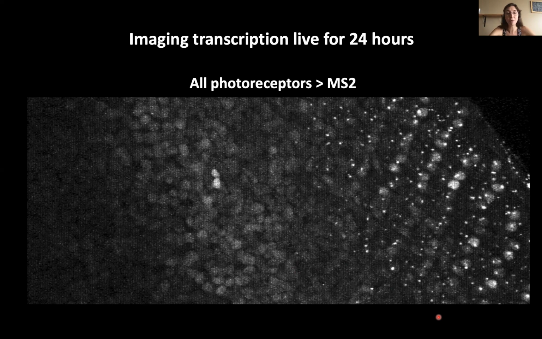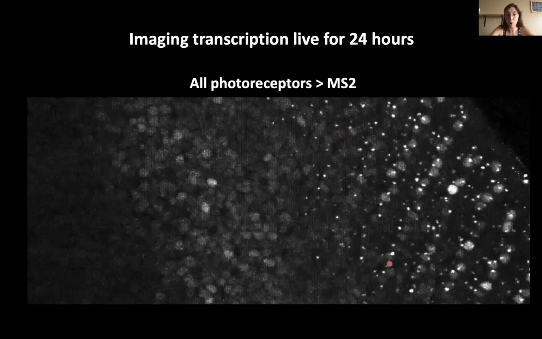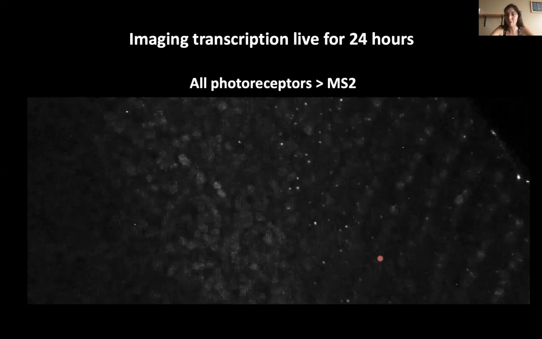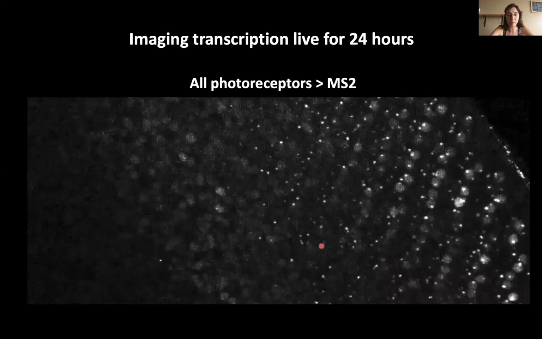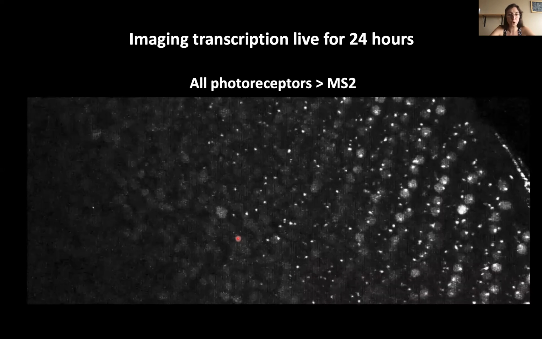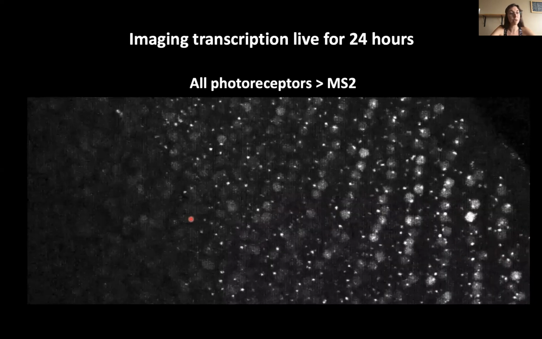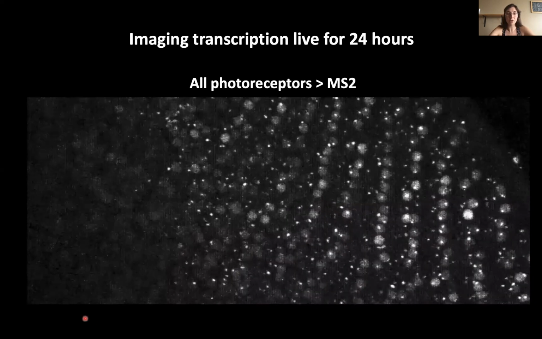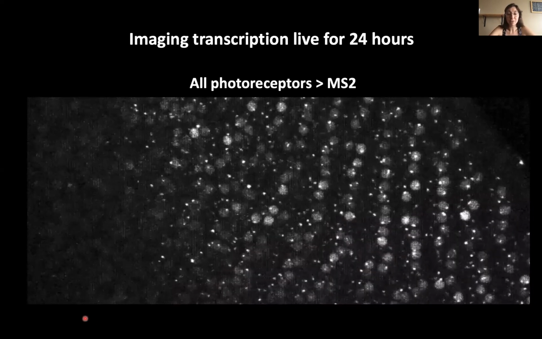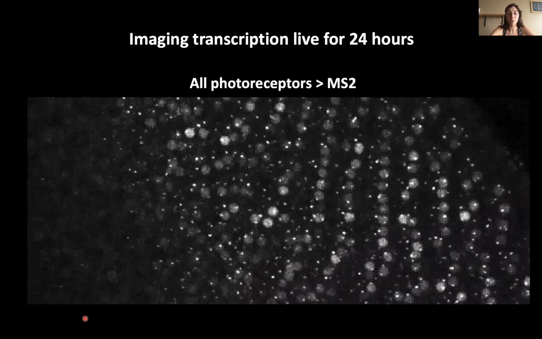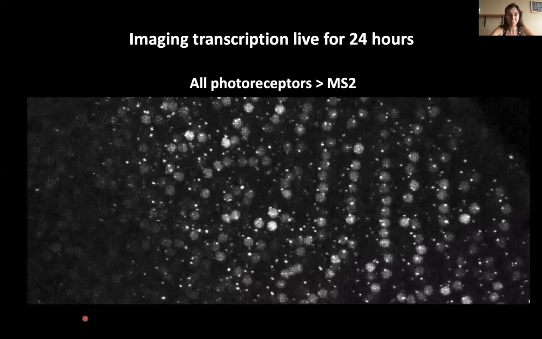I've optimized this system using an MS2 driver that is expressed in all terminally differentiated photoreceptor cells. At this point in development, you see these cells in this posterior region are expressing the driver and are terminally differentiated. We see the wave of differentiation move in this anterior direction, and as these cells take on their terminal fate, they begin to turn this marker on. We were able to successfully culture this eye for 24 hours and image this system.